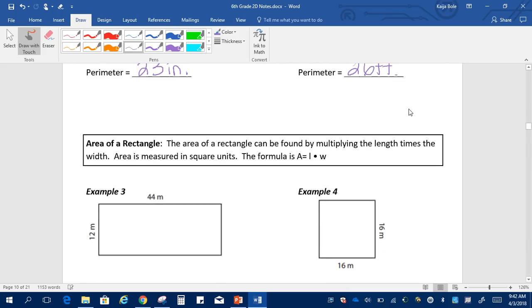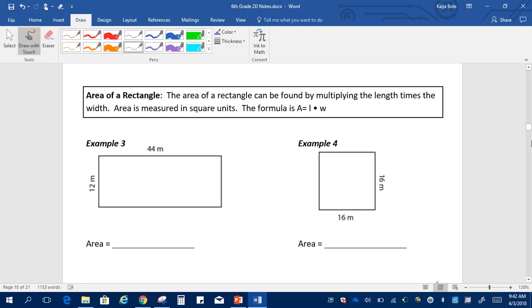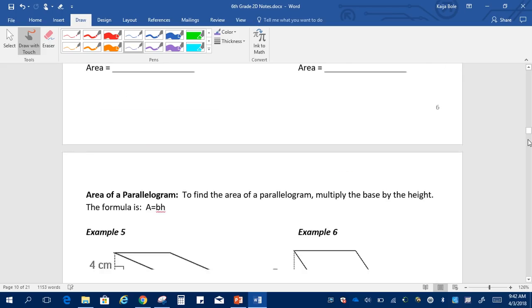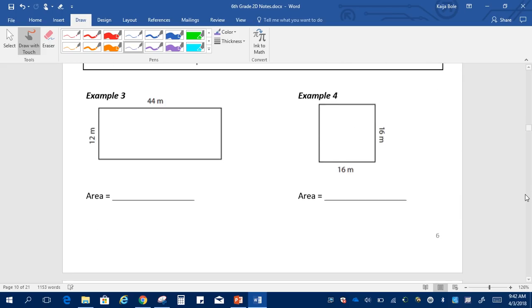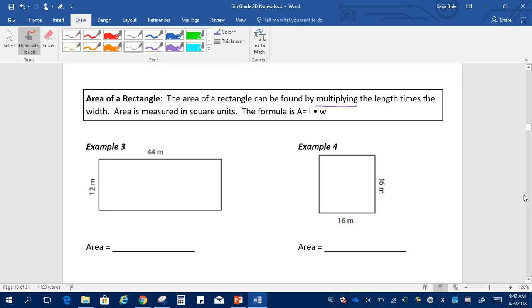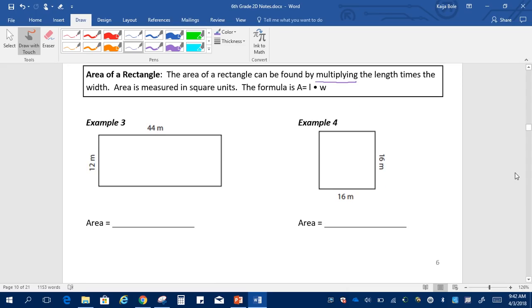Now area, we're going to start off simple with rectangles. Okay, the area of a rectangle can be found by multiplying the length times the width. And we know that area is measured in square units. So this formula here, maybe highlighted or something, we're going to be rewriting a bunch of times. So we're using area equals length times the width. So whenever you're finding the area, I would like for you to write the equation out every time just so you get used to using it.